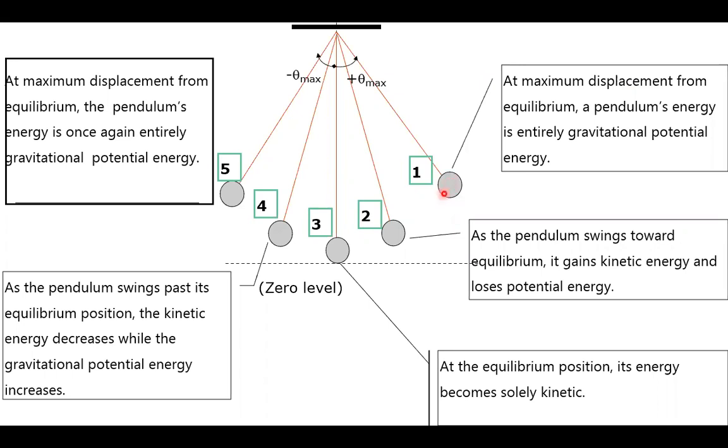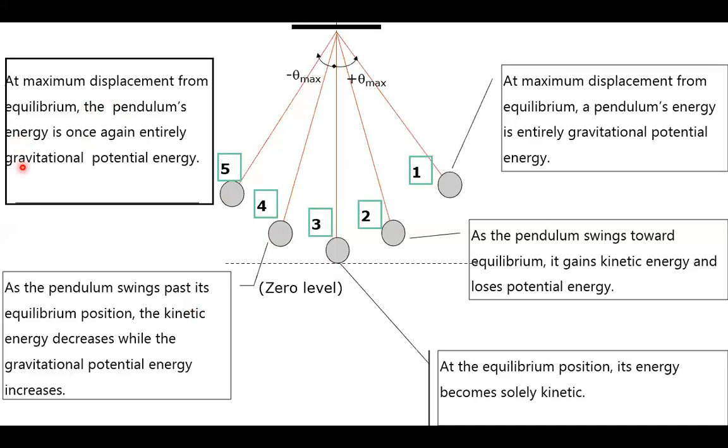Then it starts swinging back to the equilibrium position. As the pendulum swings towards the equilibrium, its potential energy decreases, but kinetic energy increases. And at the equilibrium position here, its gravitational potential energy is zero, but kinetic energy becomes maximum. And after that it rises again, so gravitational potential energy increases. And then it goes to the position of maximum displacement on the other side of the equilibrium position.